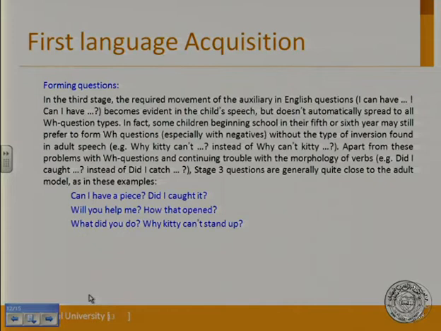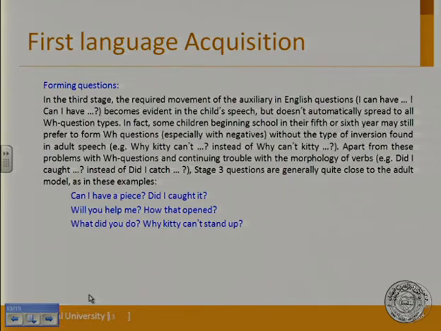Now in the third stage, the required movement of the auxiliary in English questions, can I have or can I have, becomes evident in the child's speech, but doesn't automatically spread to all wh- question types. In fact, some children beginning school in the 5th or 6th year may still prefer to form wh- questions, especially with negatives, without the type of inversion found in adult speech. For example, why Kitty cannot instead of why cannot Kitty.